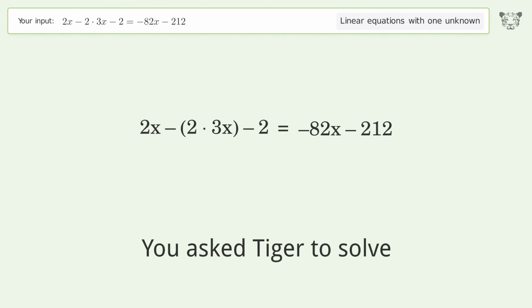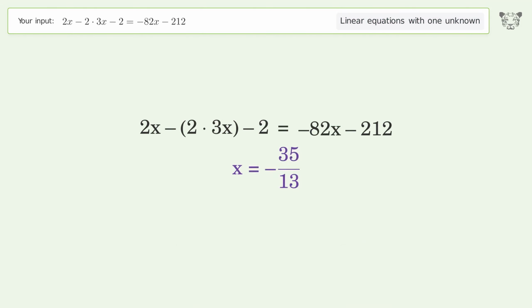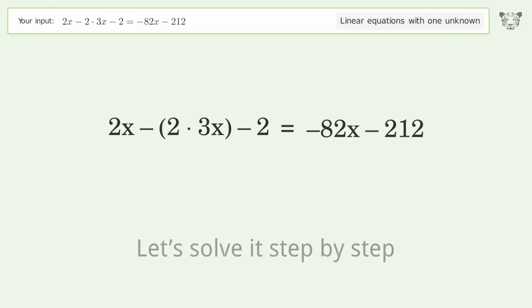You ask Tiger to solve this. This deals with linear equations with one unknown. The final result is x equals -35/13. Let's solve it step by step.